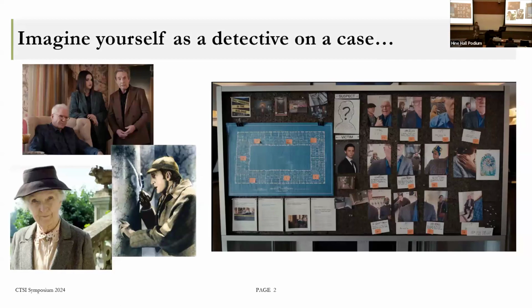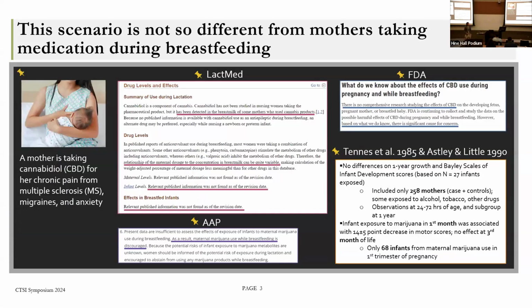Okay, I want us to first think about this exercise. Imagine you are a detective on a very difficult case, and you can choose your favorite detective. It could be Sherlock Holmes, for example. But it's the hardest case yet. In fact, there is a culprit loose, but there's no information really available for you. But you have to make a decision because the culprit is at large, and you need to figure out the mystery. Now, that scenario actually isn't so different from when mothers are breastfeeding and taking medications.